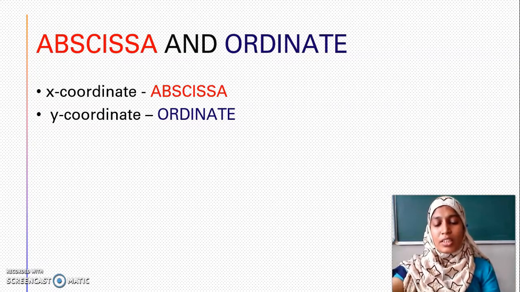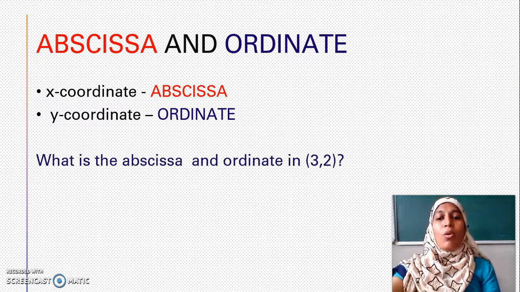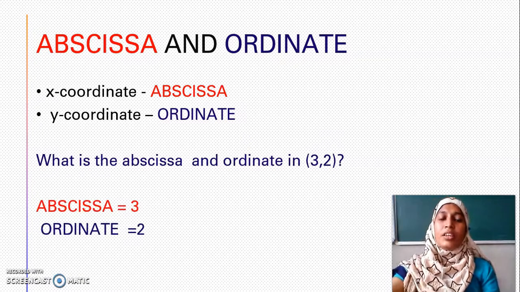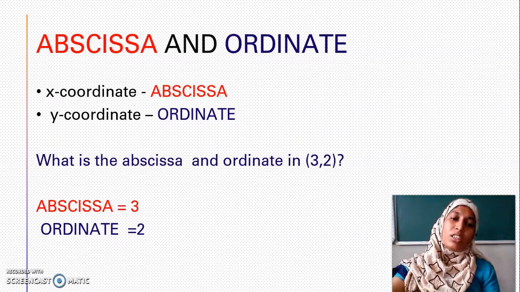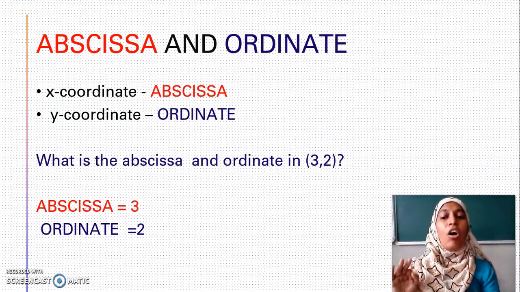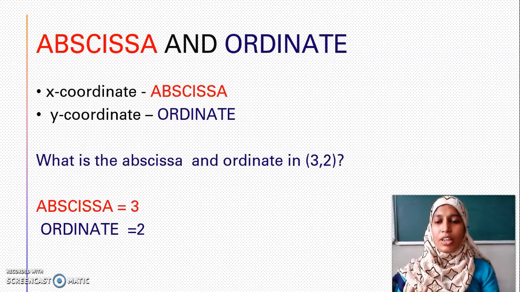Okay. Now you have to answer me this question. What are the abscissa and ordinate in the point (3, 2)? What is abscissa? It is 3. What is ordinate? 2. Hope it is clear, my dear children. Even if I use the words x coordinate, y coordinate, abscissa, ordinate, you should be familiar with these words. X coordinate, abscissa. Y coordinate, ordinate. Is it clear, my dear children?